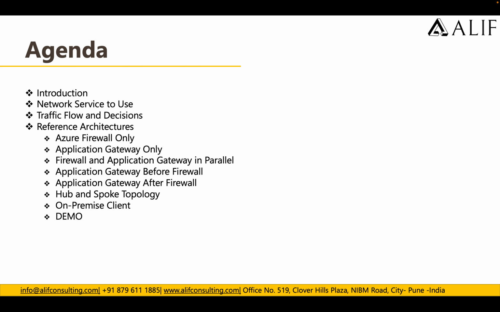We will understand what network security is, and then we will understand the traffic flow and discussions. Then we will walk you through some reference architecture, like how you can place your firewall and application gateway in your network. And then we'll cover a hub and spoke topology with Azure Firewall and Application Gateway. And at the end, we'll show you a little demo of how you can deploy your application gateway and firewall, and how you can have them in place and manage them within your network.